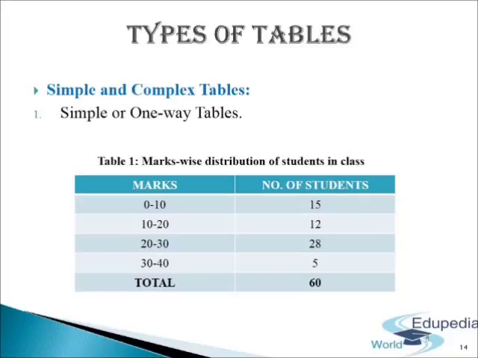In the first column, marks are given in class intervals, that is 0 to 10, 10 to 20, 20 to 30 and 30 to 40. And in the next column, the number of students who have secured marks in a particular class interval is given, that is 15, 12, 28, 5. This is the example of a simple or one-way table.